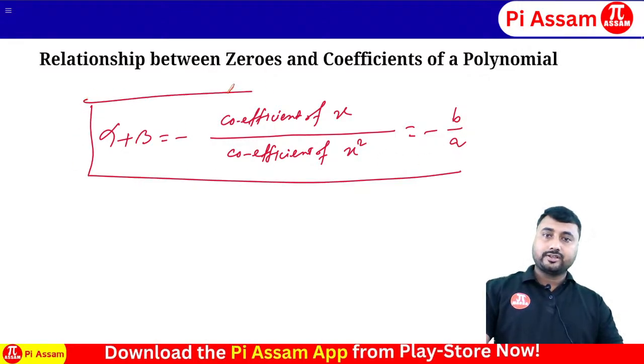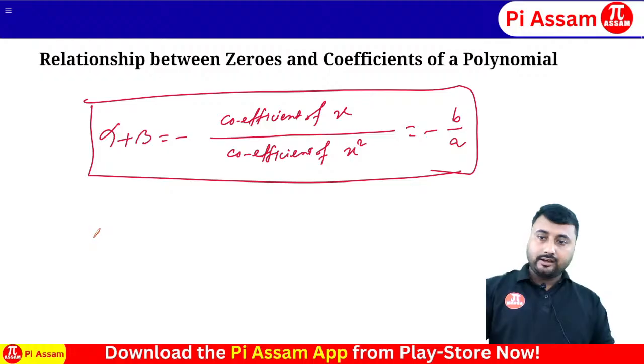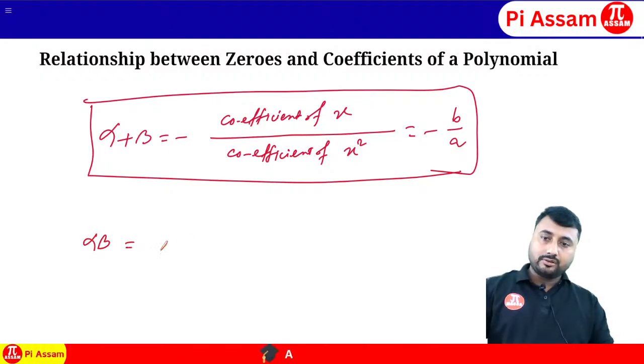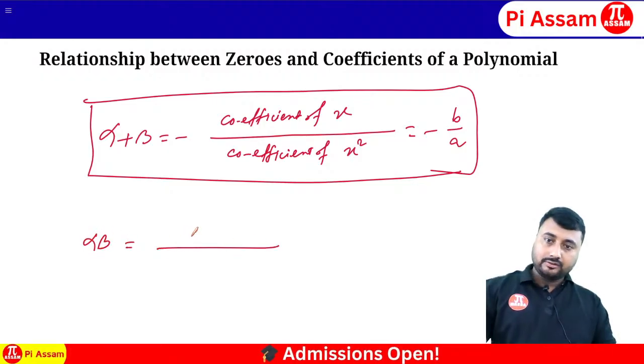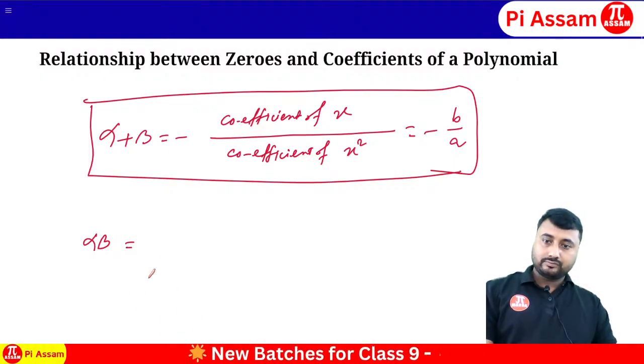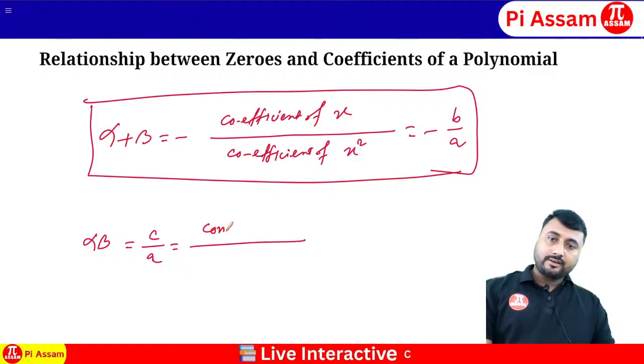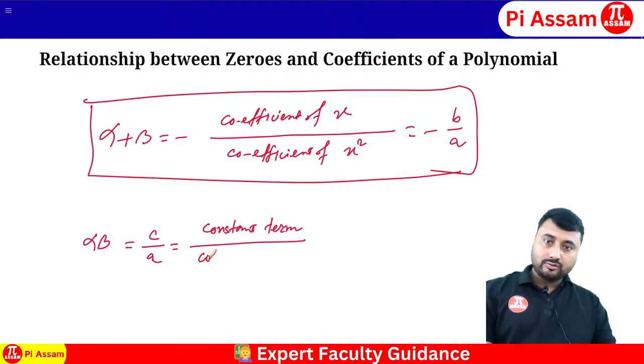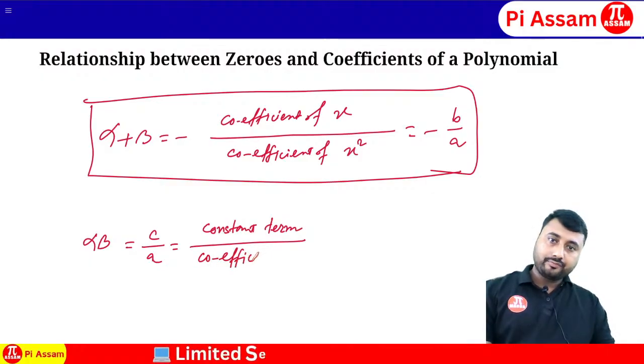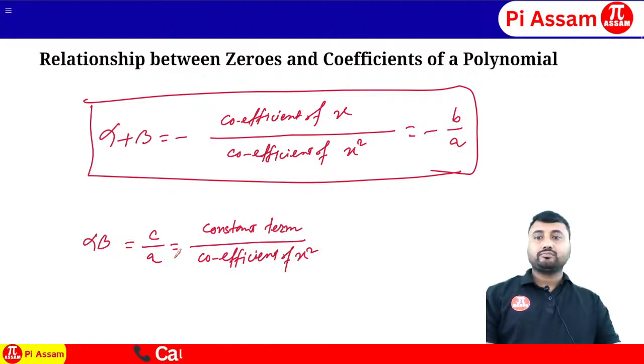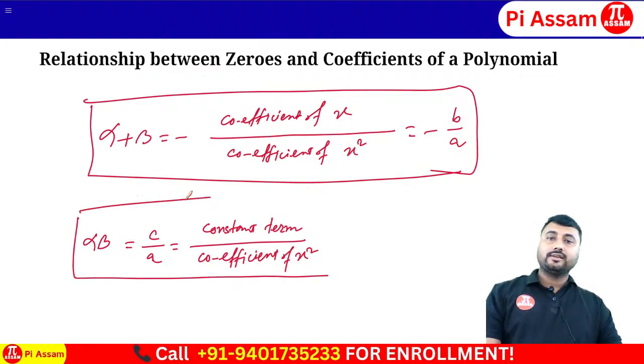This is one relation, and alpha into beta is equal to c by a, which is equal to constant term divided by coefficient of x square. This is the other relation.